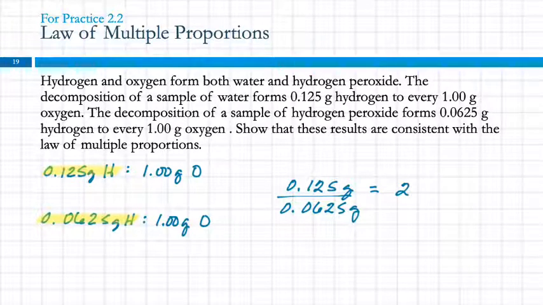It doesn't always come out perfectly. If you're using real measurements, it might come out to like 2.09 or something, or 1.99, a little bit off of exactly 2, but it's really, really close. And if you measured more precisely, you would get closer and closer to 2. Any questions?